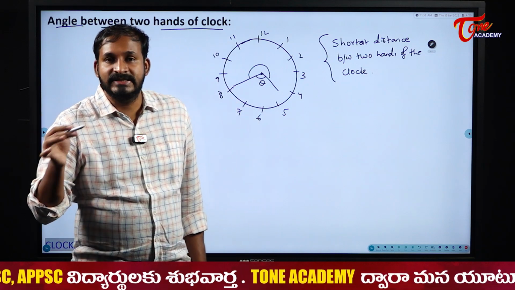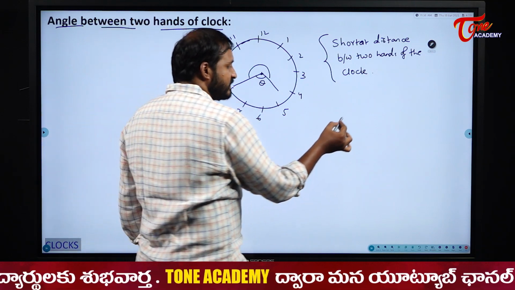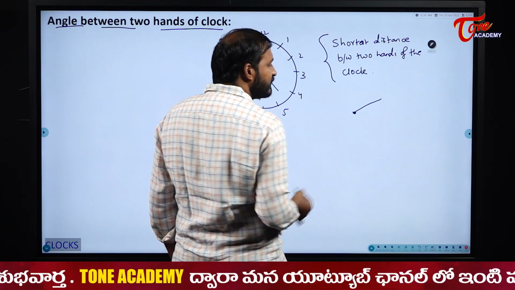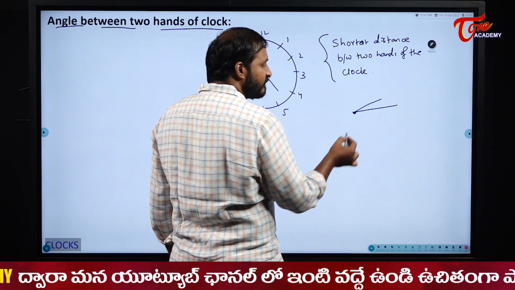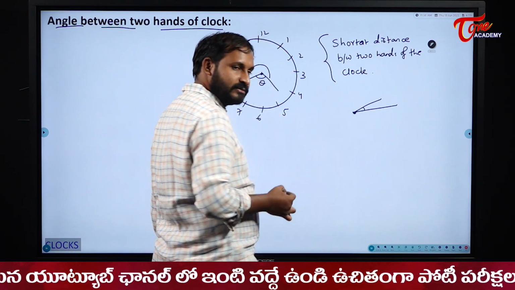What will be the maximum angle between two hands of the clock? Now, please see here, students. Assume like this two hands are there for me initially. What is the angle between two hands of the clock means? You will obviously take this one.